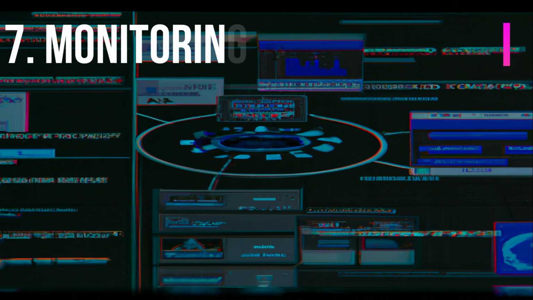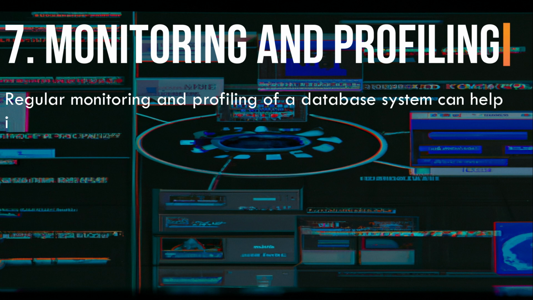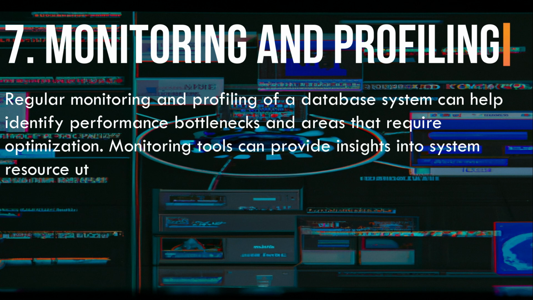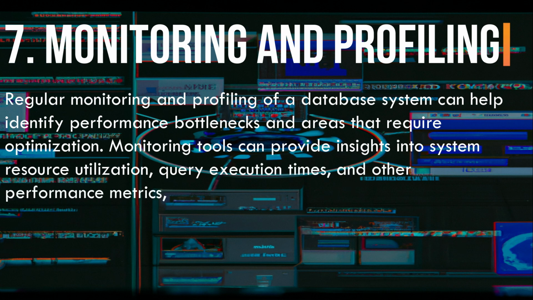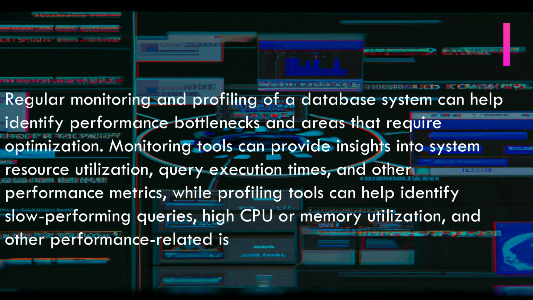7. Monitoring and profiling. Regular monitoring and profiling of a database system can help identify performance bottlenecks and areas that require optimization. Monitoring tools can provide insights into system resource utilization, query execution times, and other performance metrics, while profiling tools can help identify slow-performing queries, high CPU or memory utilization, and other performance-related issues.